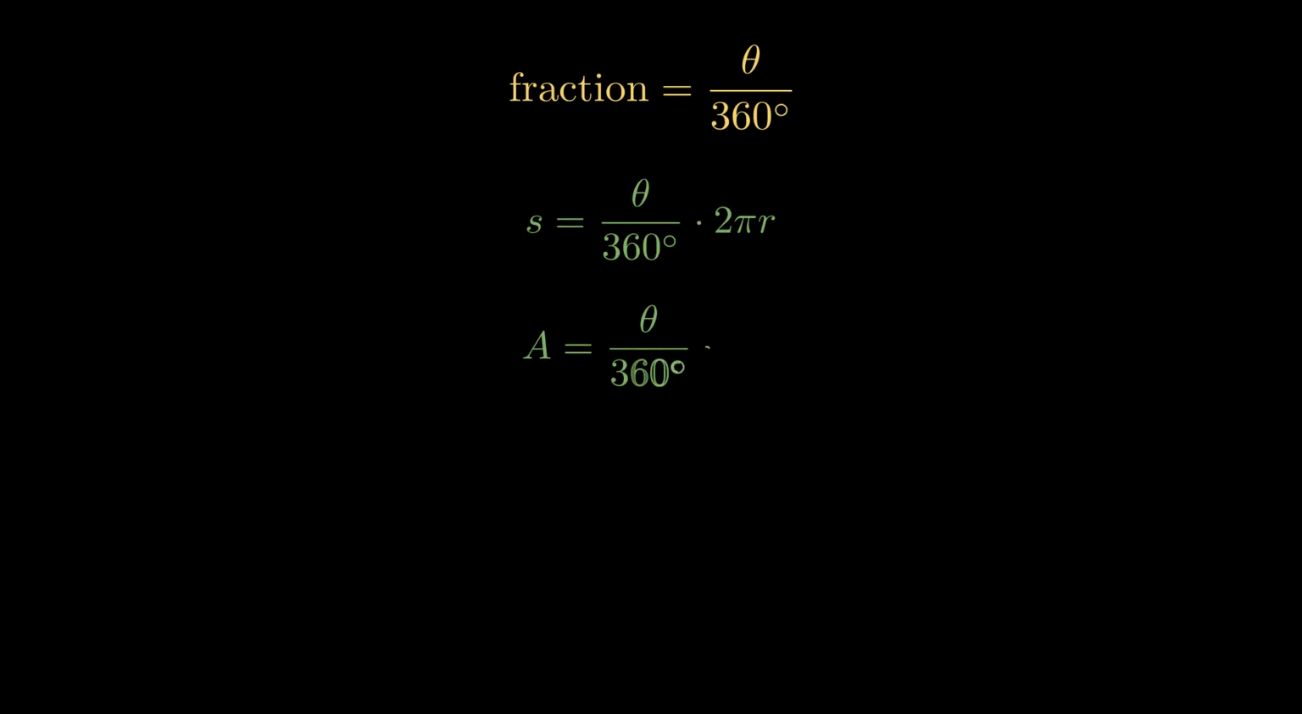Let theta be the central angle in degrees. The fraction of the circle inside the sector is theta divided by 360. Arc length is that fraction times the full circumference, 2πr. Sector area is the same fraction times the full area, πr squared. Notice the parallel structure. Same fraction, different whole, circumference versus area.